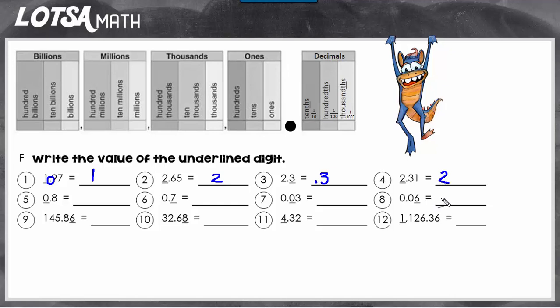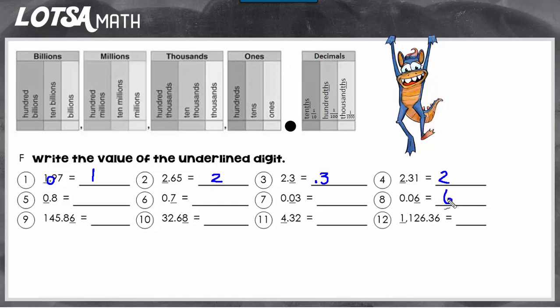Let's go down and look at number 8. All right, so we find the decimal point, and we see that the place that 6 is in is a place that is 2 places to the right of the decimal point. So the first place is the tenths, so the second place is the hundredths. So this 6 is in the hundredths place.